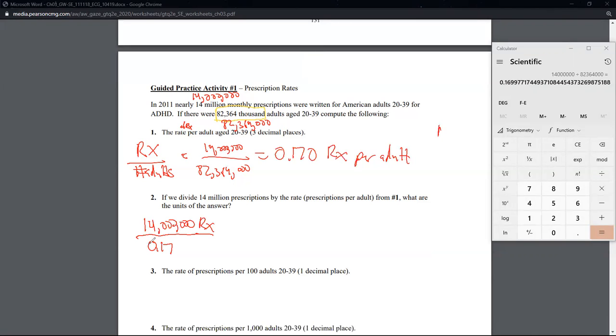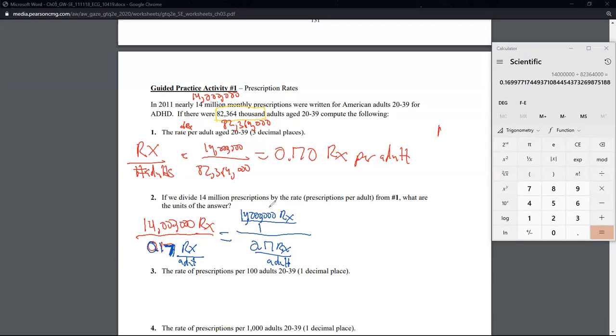In fact, let me do this in blue. 0.17 prescriptions per adult. So this is a division, the 14 million divided by the 0.17. But the units in the bottom are not just a single unit, it's a fraction. So what we really need to do here is write this in a slightly different way. It might be better to write this as 14 million prescriptions, and then over 1, then divided by the 0.17 prescriptions per adult.